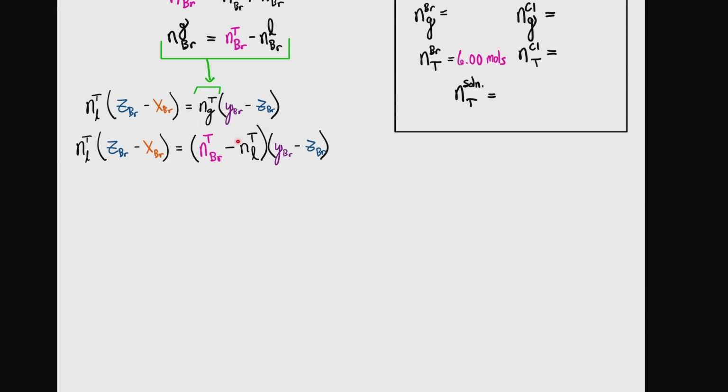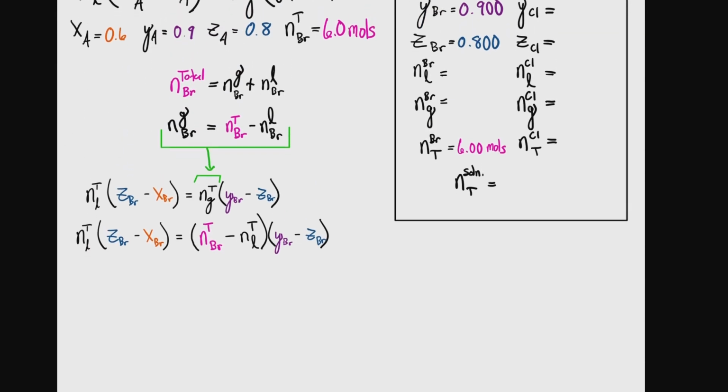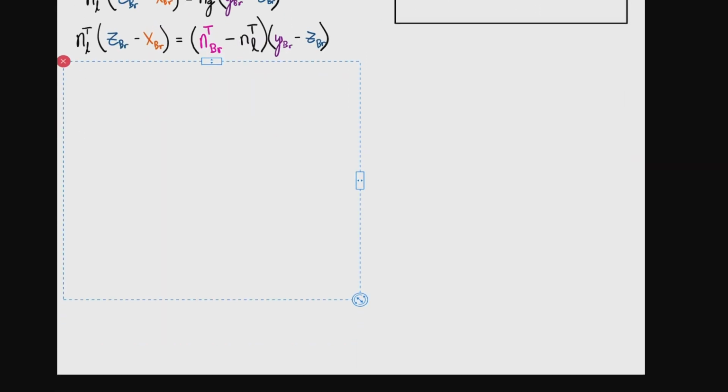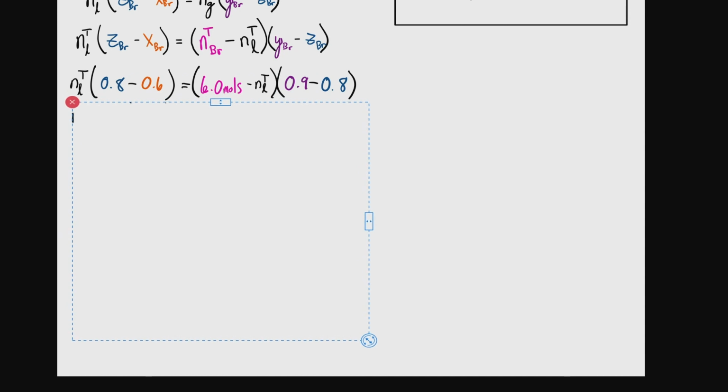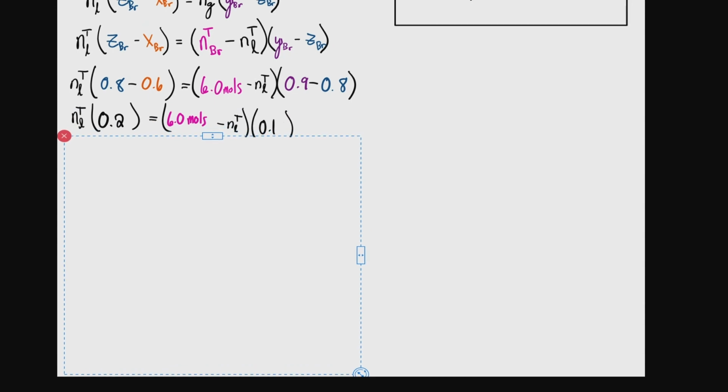So now this equation is set up in a way that there's only one unknown. It is the total moles of bromobenzene in liquid form. And we can plug in these values from up here. We can plug them into the equation and start to solve. So this is what it looks like after you plug in the values. We're going to do some algebraic manipulation. Right here, all we did was solve what was within the parentheses. So we did 0.8 minus 0.6 is 0.2, and then 0.9 minus 0.8 equals 0.1.